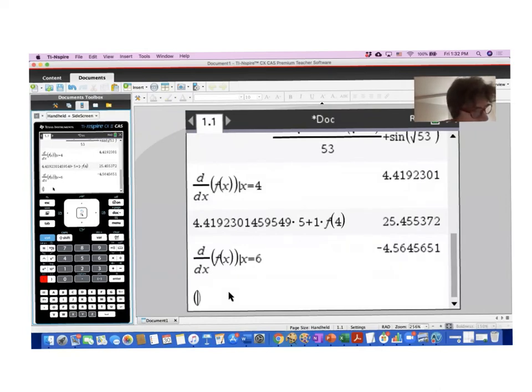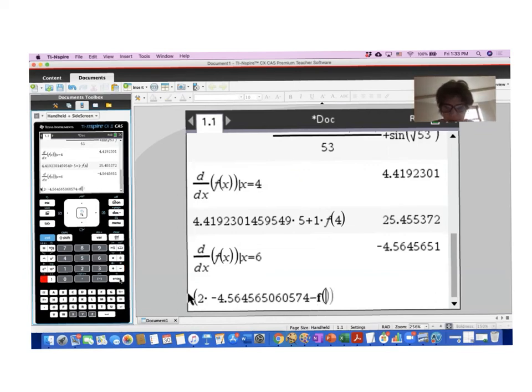Okay, so I'm going to set it up with parentheses. I open parentheses, and in the parentheses, I have g of 6, which is, in this problem, let me just double check. G of 6 is 2. So I type in 2 times the derivative of f at 6. So I go up, highlight the approximation, do not round, and press enter. Okay? Minus f at 6.